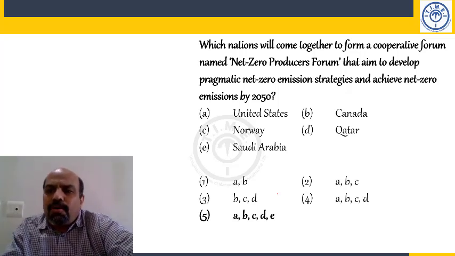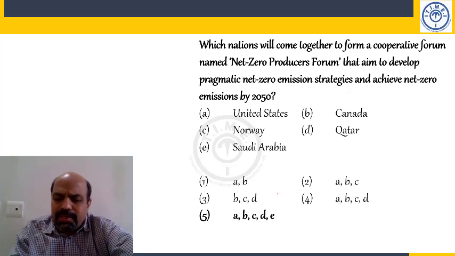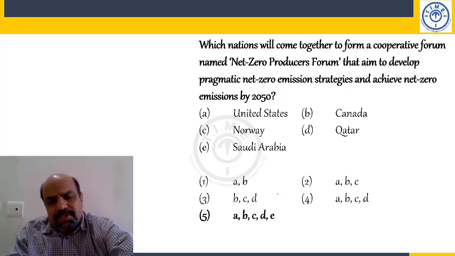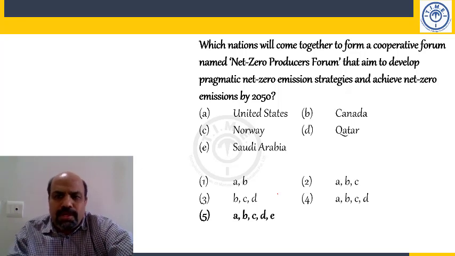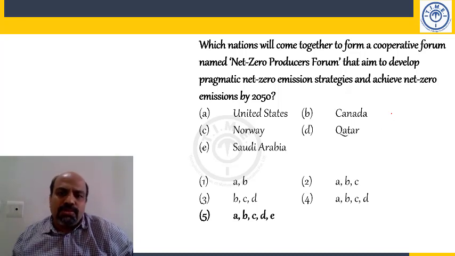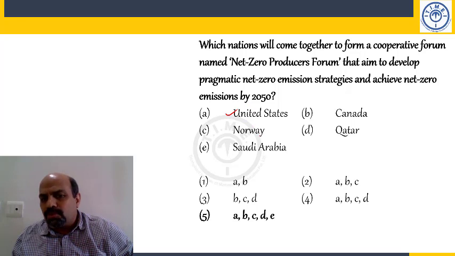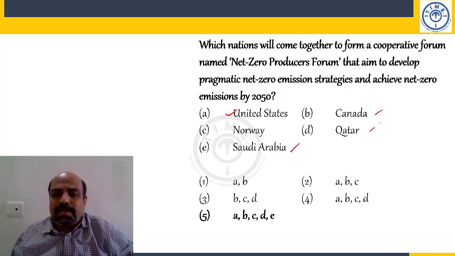Which nations will come together to form a cooperative forum named Net Zero Producers Forum that aims to develop pragmatic net zero emission strategies and achieve net zero emissions by 2050. All of them have come together. The idea is minimizing carbon emission, greenhouse gas emission, and reducing the carbon footprint. All of these five countries are major exporters of fossil fuels. The US is both a major user and exporter of fossil fuels. So is Norway, one of the biggest petroleum producers. So is Saudi Arabia, Canada, and Qatar.